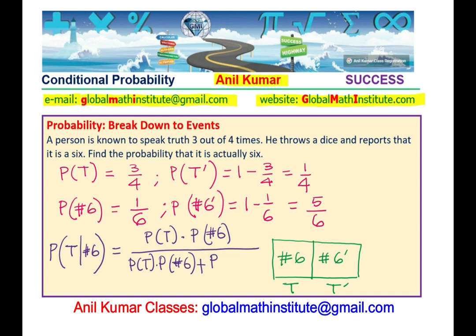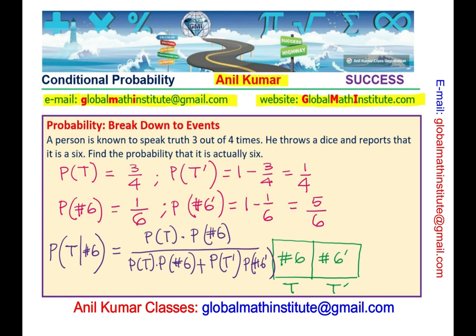So, he is telling a lie means not truth, right? So, we can write probability for not truth and probability for not 6. You get the idea. So, that calculation should give you the right answer. Perfect. So, here is your solution. I'd like you to sub in the values and figure it out.